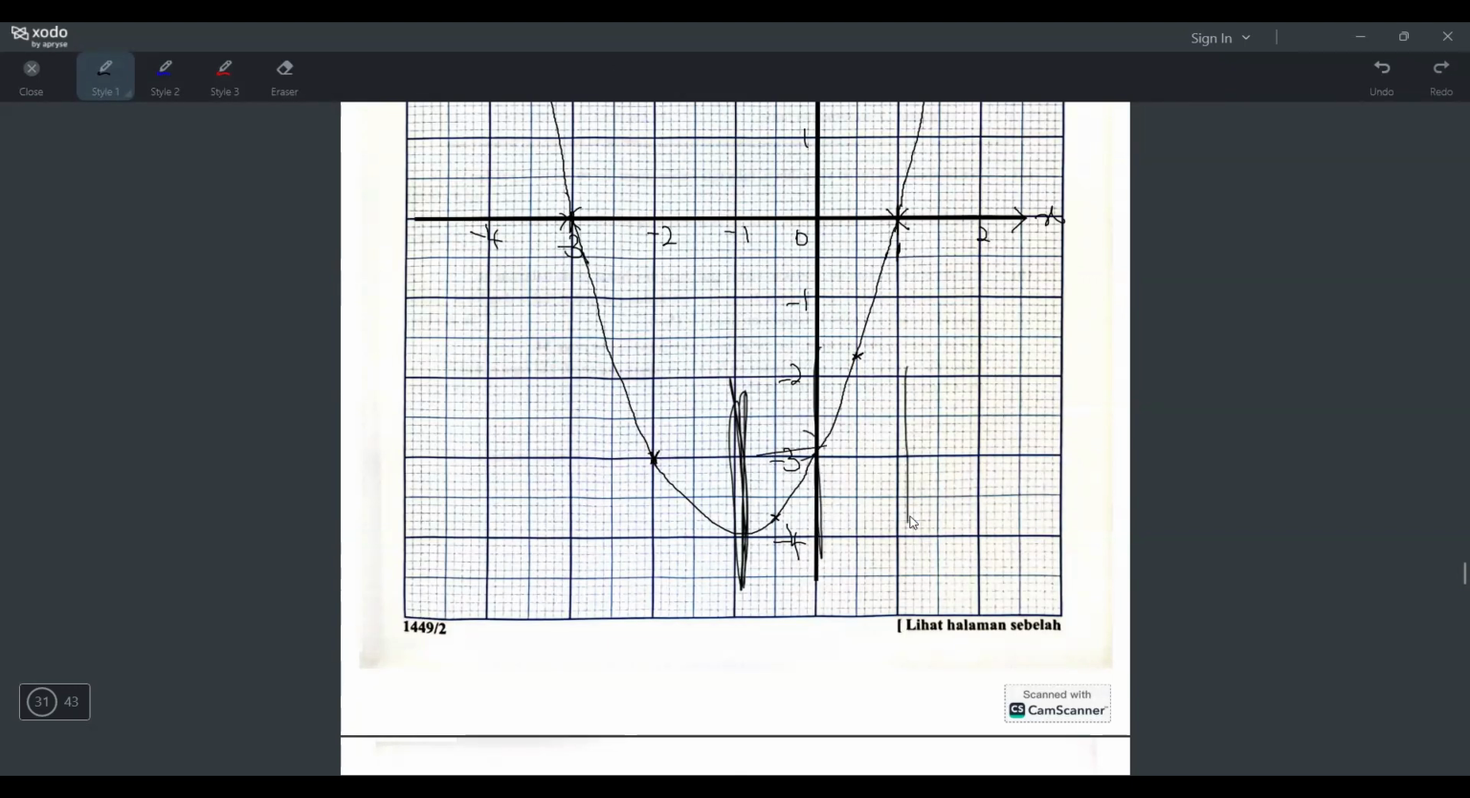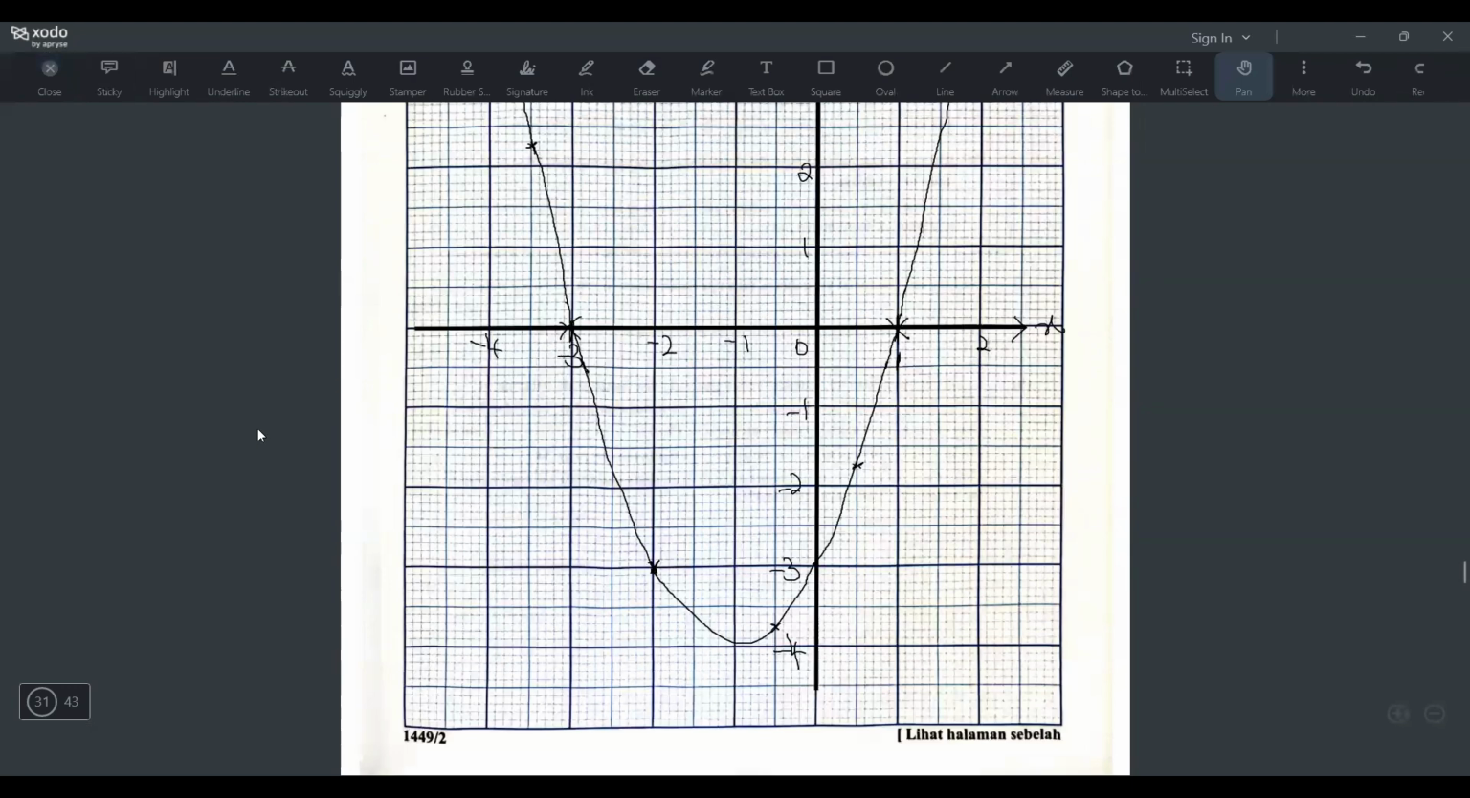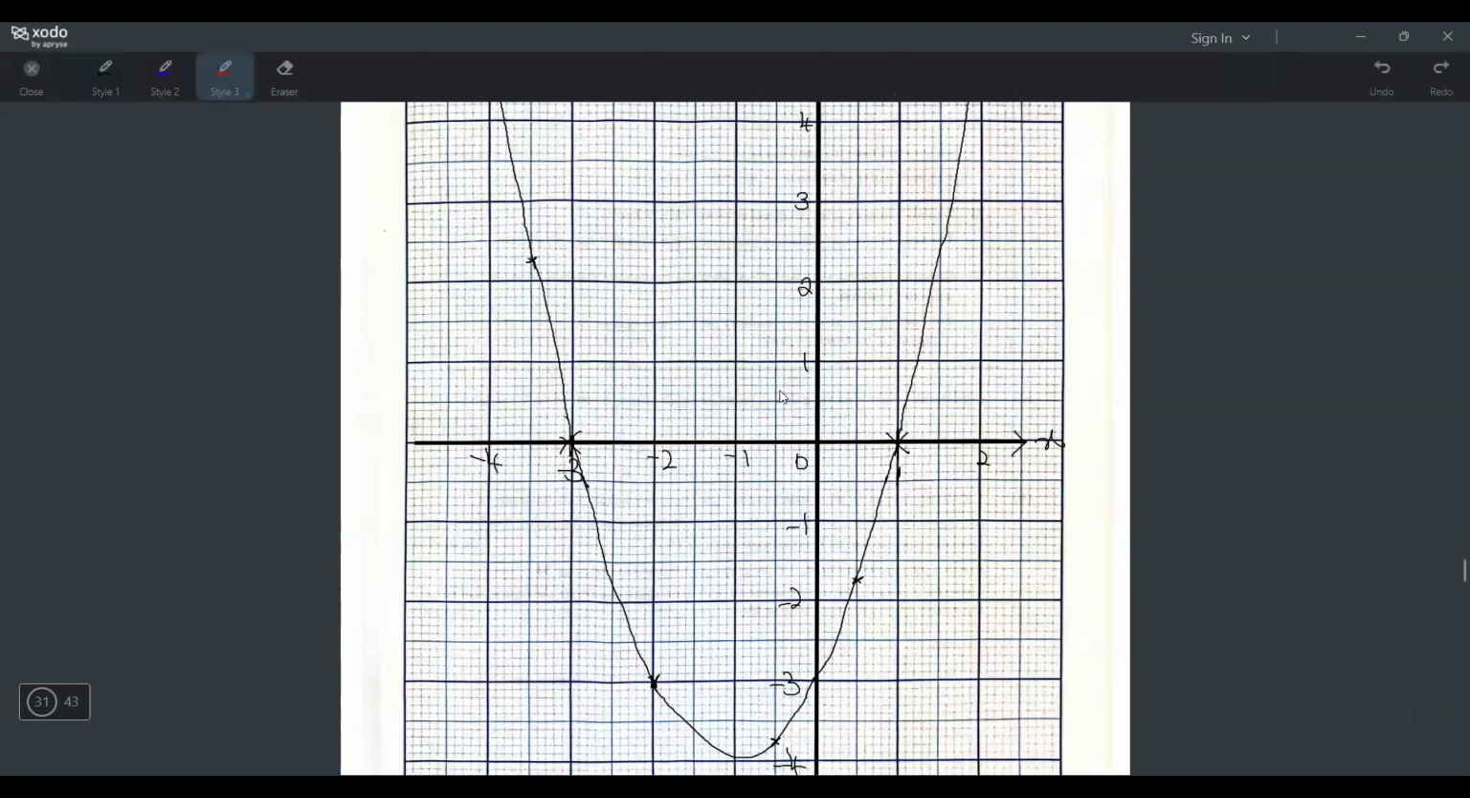When you reflect, the line becomes here already. It means your whole graph position changes. Let me just draw it for you so you can see it. The new graph looks like this, something like this, after you reflect on the y-axis, because this line will become this line, and this whole graph reflects to the other side.